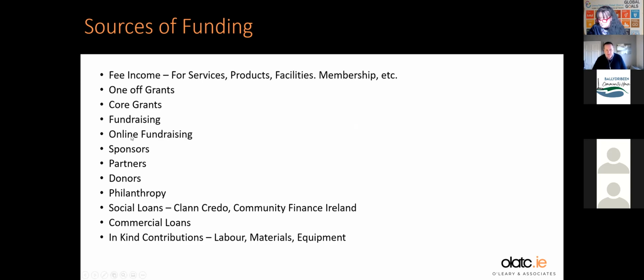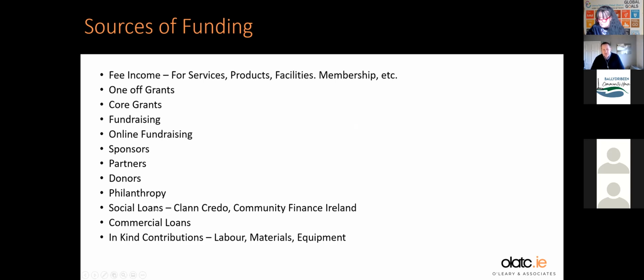Fundraising, online fundraising, which we're going to talk about on Thursday, is what we're all getting used to now over the last 2 years when we were online doing everything, including fundraising activity. Sponsors, partners, donors, philanthropy. Again, these are all options in getting finance in.